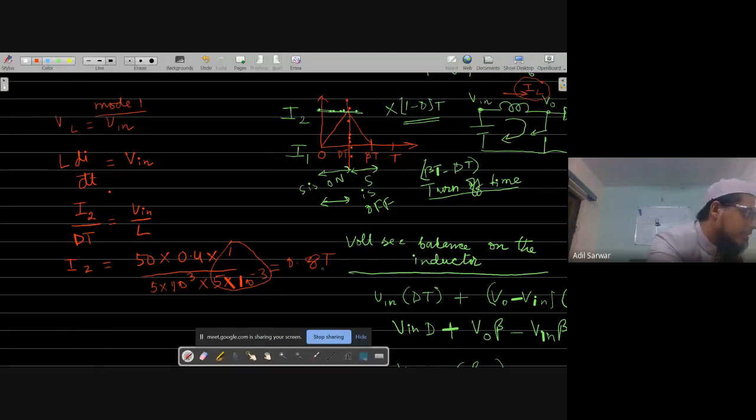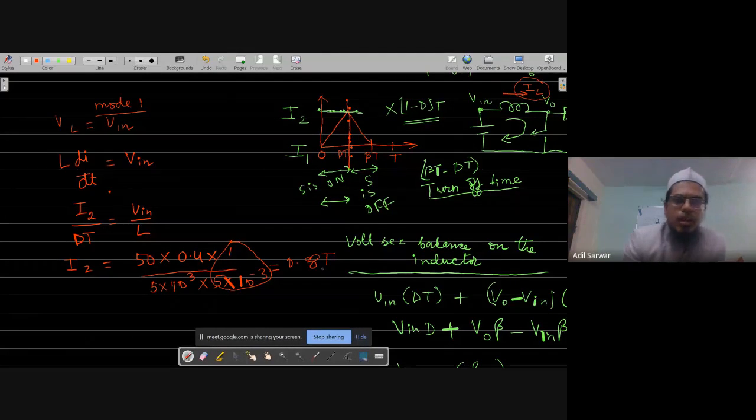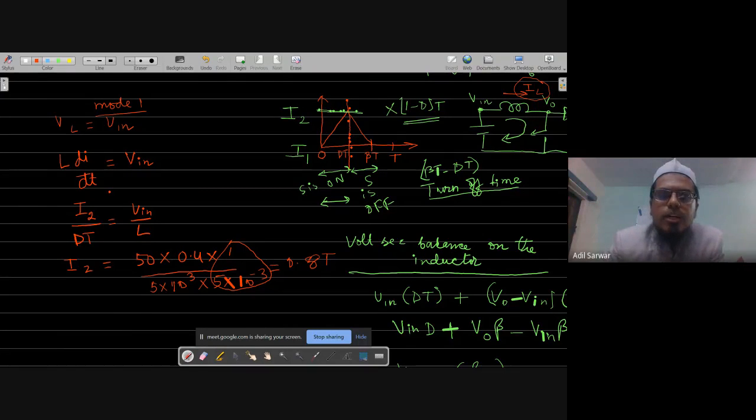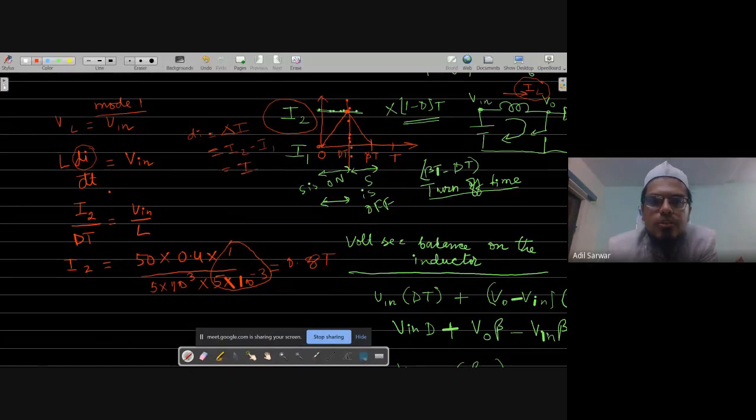Sir, where did I2 come from? I2. You see, I2 is here. So Di is the change in inductor current. So change is from I1 to I2. Di is delta I, and delta I is equal to I2 minus I1. I1 is 0, so it is I2. Okay.